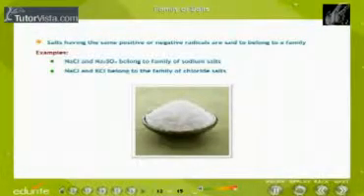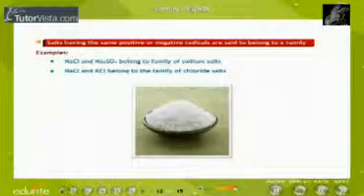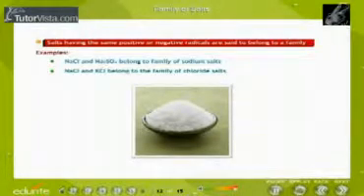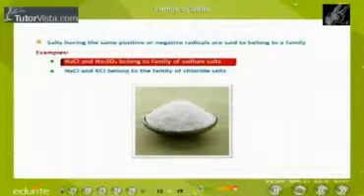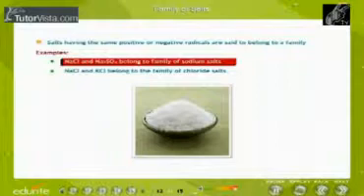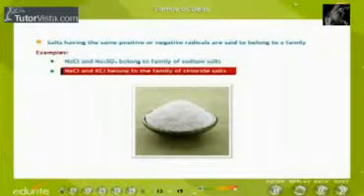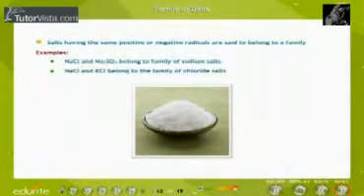Family of salts. Salts having the same positive or negative radicals are said to belong to a family. For example, sodium chloride, NaCl, and sodium sulfate, Na2SO4, belong to the family of sodium salts. Similarly, NaCl and potassium chloride, KCl, belong to the family of chloride salts.